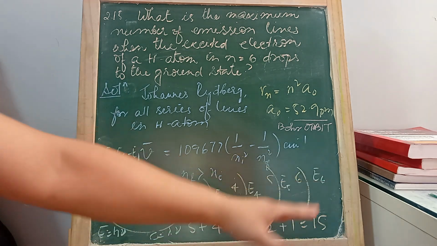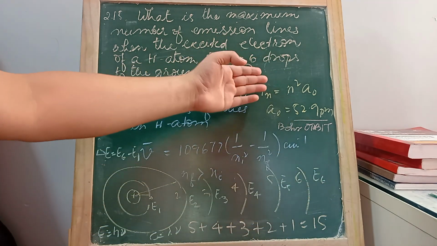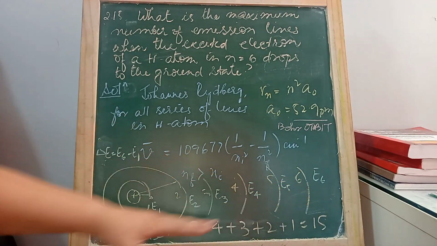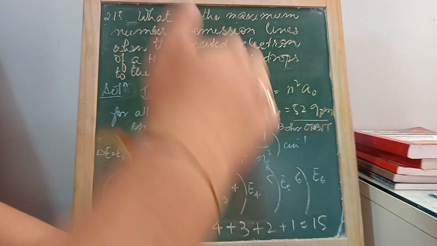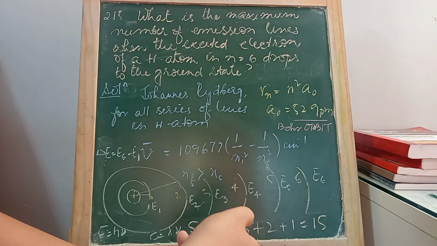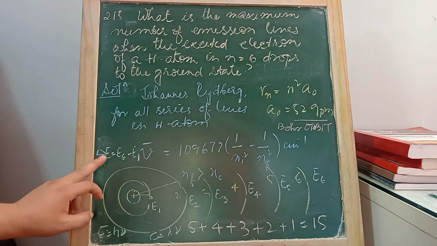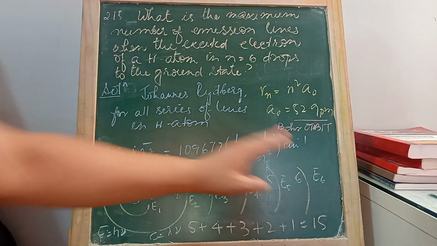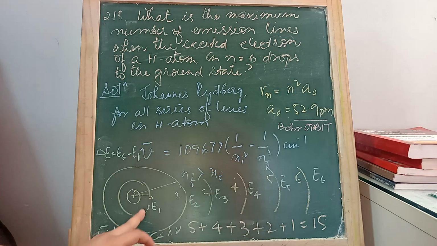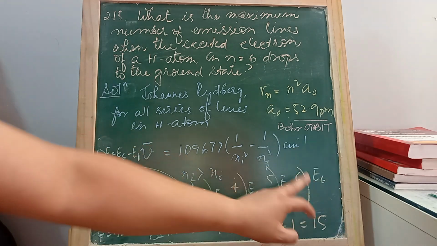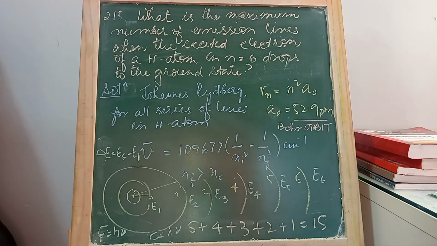So suppose it's jumping from 6. The question says jumping from 6, so 6 to 5, 6 to 4, 6 to 3, 6 to 2, 6 to 1. So there are 5 kinds of jumps. That means there will be 5 different amounts of energy. If it jumps from E6 to E1, it will be E6 minus E1. If it jumps from E6 to E2, it will be E6 minus E2. If it jumps from E6 to E3, it will be E6 minus E3. Just like that, right?